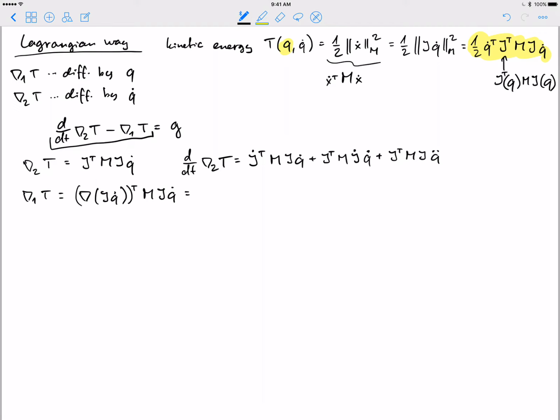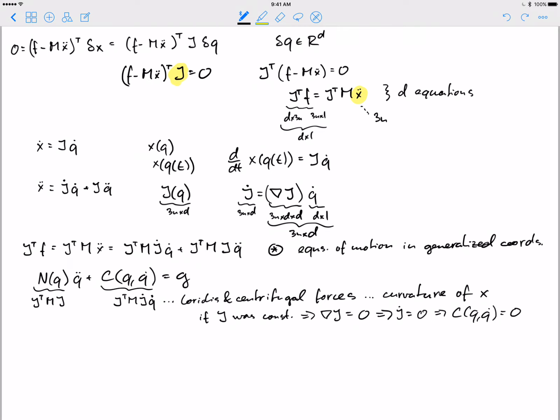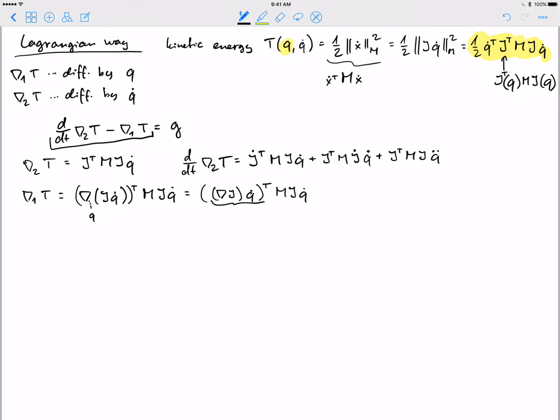Now this thing is nice because it simplifies. For the gradient of J q dot, the q dot does not depend on q. This gradient means with respect to the first argument, which in this case is q. So that is simply the gradient of J times q dot, the whole thing transposed, M J q dot. And now this thing we have actually seen before, the gradient of J q dot. We have seen that right here. Remember, this is nothing but J dot. In other words, this is precisely J dot transposed M J q dot.